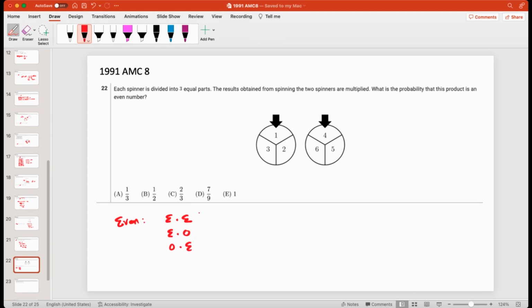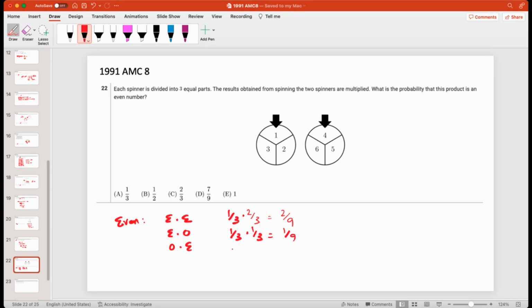So we have 3 cases here. Even into even: for the first one to be even, I will have 1 by 3, correct? Then the second one also should be even, so I will have 2 by 3. Now this is going to give me 2 by 9. Then for this one I'm going to have even, so same 1 by 3. Then this is odd, so this odd will be 1 by 3, correct? So this is going to be 1 by 9.